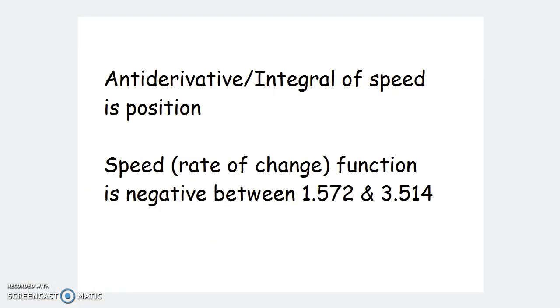Right now we're solving for change in altitude or position, and we know that position is the antiderivative or the integral of speed. So when we set up the integral, we want to be using our speed function, r of t, rather than r prime of t, which would be our acceleration function.